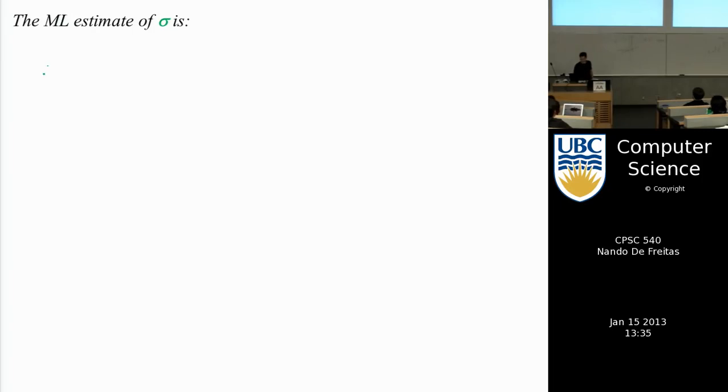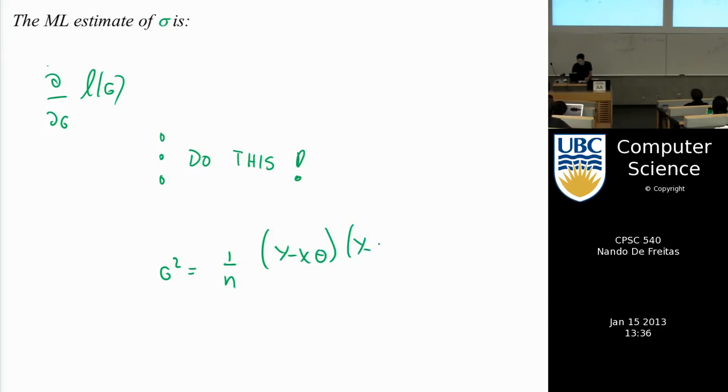How do we get this? We have an expression for the likelihood of sigma. So we just take the derivative with respect to sigma of the likelihood of sigma. And if you do this, you will get that sigma squared is equal to this. Okay. It's a standard estimate of the variance. Basically, the random variable minus the mean squared. And please do this, because you will see it again.